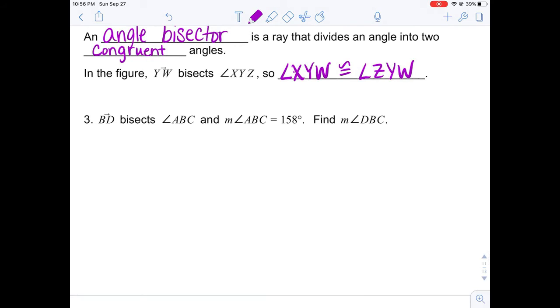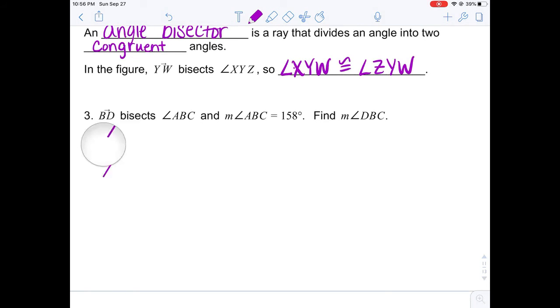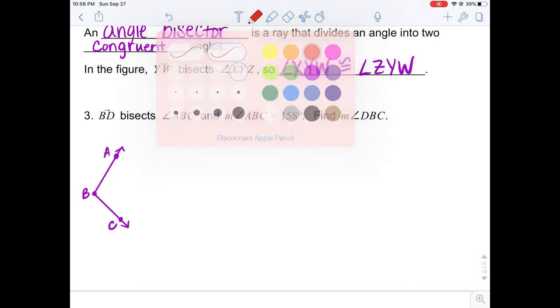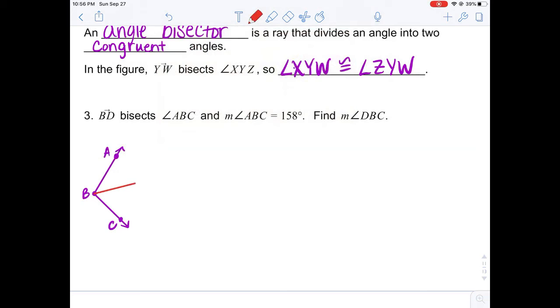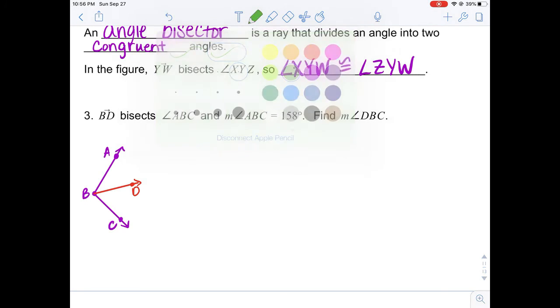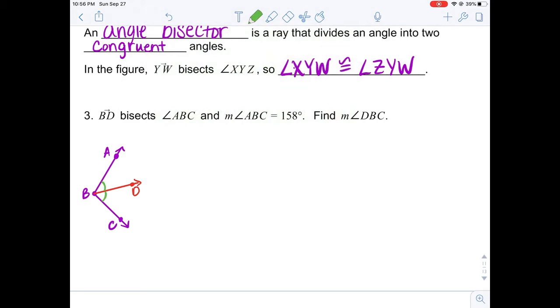So let's use that idea of angle bisectors in an example. Here it tells us that ray BD bisects angle ABC. I don't see that with my mind, so I'm going to draw myself a picture. There's a ray. Here's another coming out of the same endpoint. We'll call this angle ABC. We're going to put a ray in the middle to bisect. We'll do our best to make sure it's in the middle. Okay, so there's our picture. Ray BD bisects angle ABC. So that also means in my picture, if it's bisecting, these two pieces are congruent.